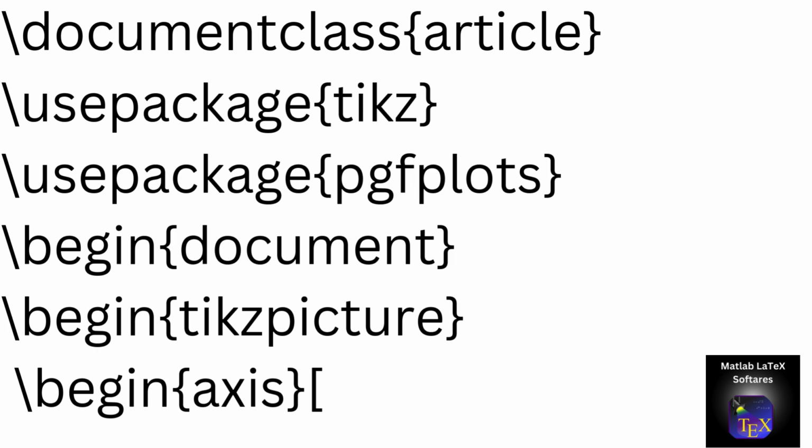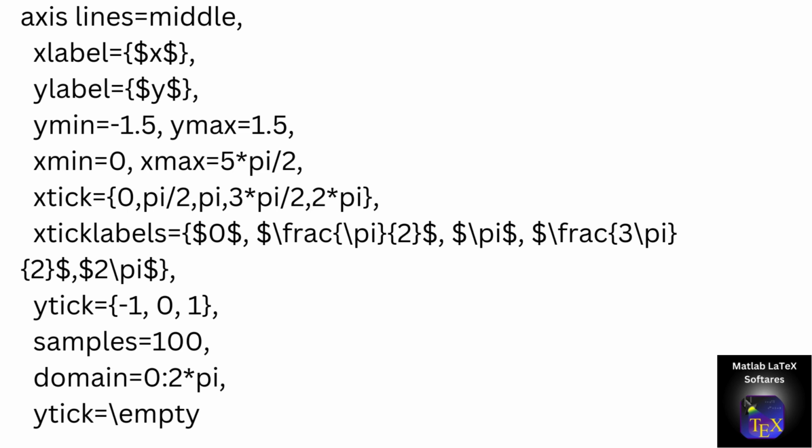Now let's set up the axis using the axis environment inside tikzpicture. Axis line equals middle places the axis at the center. xlabel and ylabel define the axis labels. xmin and xmax set the range for the x axis, and similarly ymin and ymax set the range for the y axis. xtick and xticklabels set appropriate labels for the x axis, and similarly ytick sets appropriate labels for the y axis.